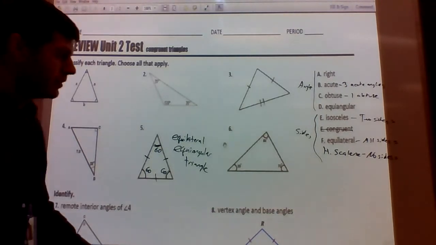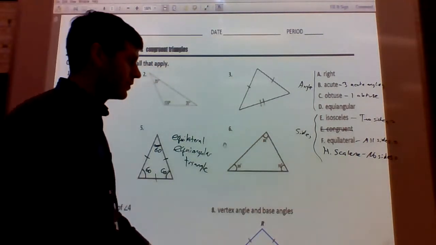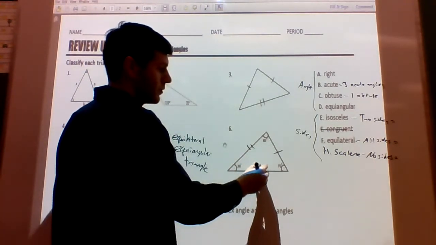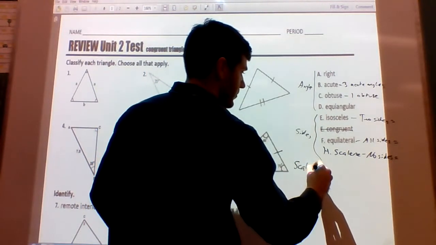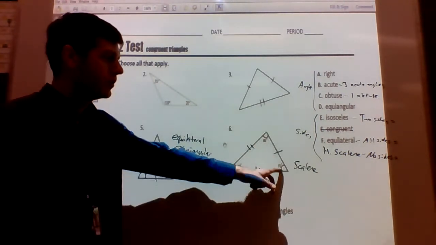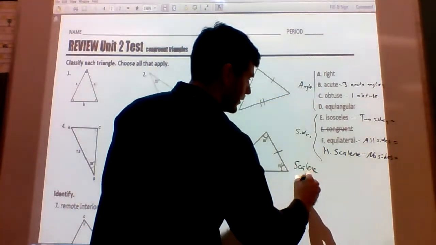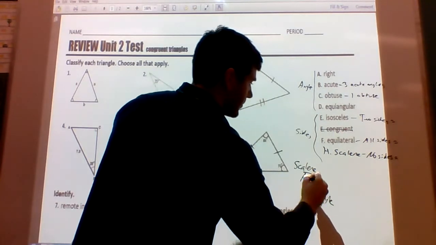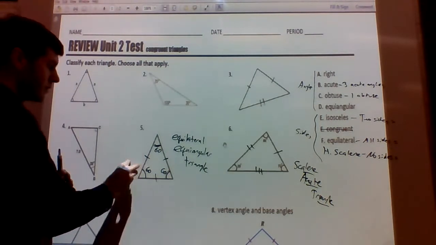The next one, again, 30, 70, 80. So all three angles are different measures. Therefore, all three sides are going to be different lengths. Therefore, we're going to have a scalene triangle. And we notice 30, 80, and 70 are all less than 90, so those are all acute angles. So since we have three acute angles, we have an acute triangle. So scalene, acute triangle.